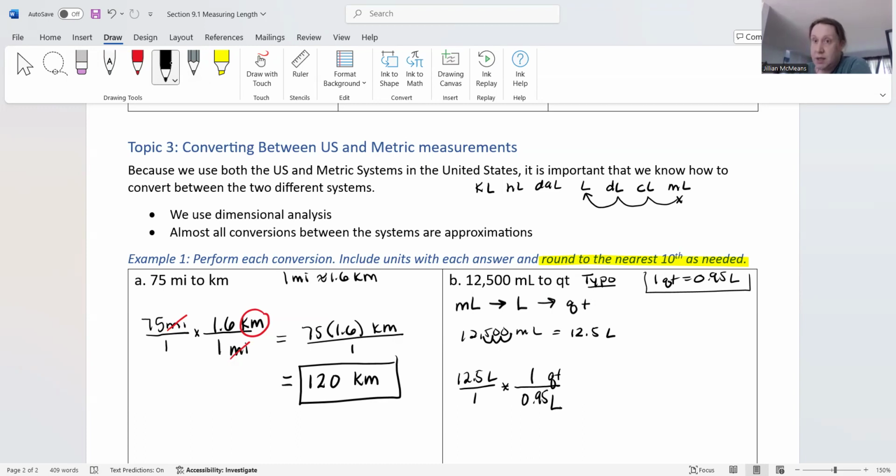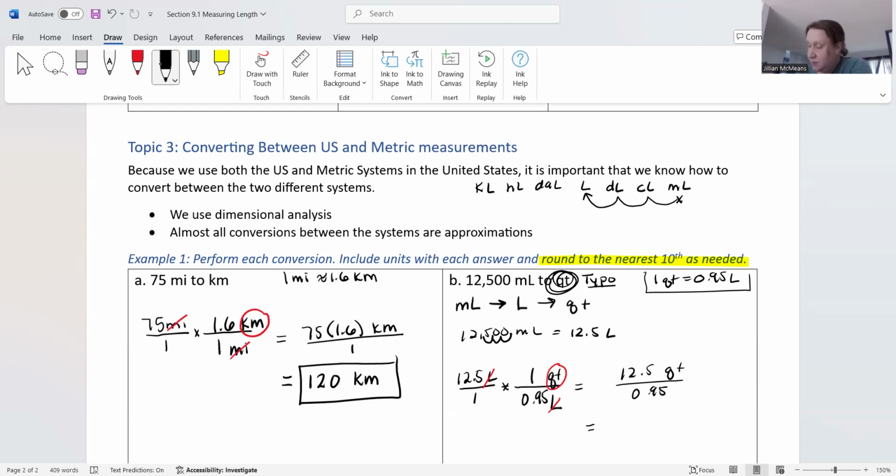And then I just want to clean things up and see what cancels and then multiply or divide at the end. So you can see that liters cancel, quarts are left in the numerator, which is exactly what we want. We want our final unit of measure to be a quart. So my numerator, I get 12.5 times 1, which is just 12.5. My denominator, I get 1 times 0.95, which is just 0.95. And so all I have to do here on my calculator is take 12.5 and divide it by 0.95.